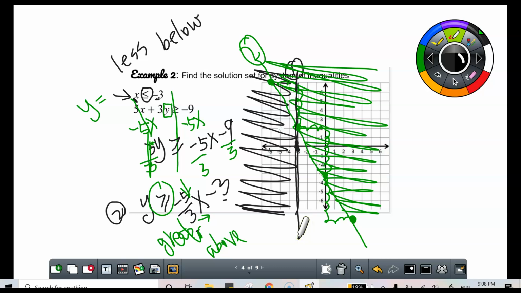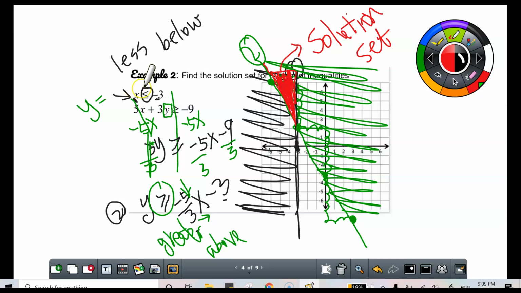Okay? And finally, you're going to look for the overlapping shaded area. Okay? So the overlapping shaded area that has 2 colors is this area. So this is your solution area or solution set. And that's it. Okay. Again, if you're interested, you can pick any point in this solution area, plug it back into both of the inequalities. It's going to make both of them true.